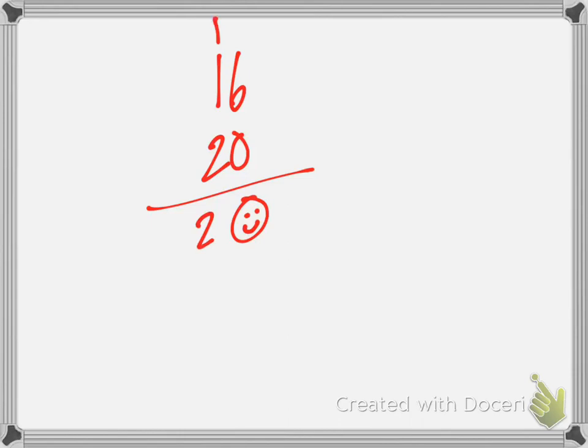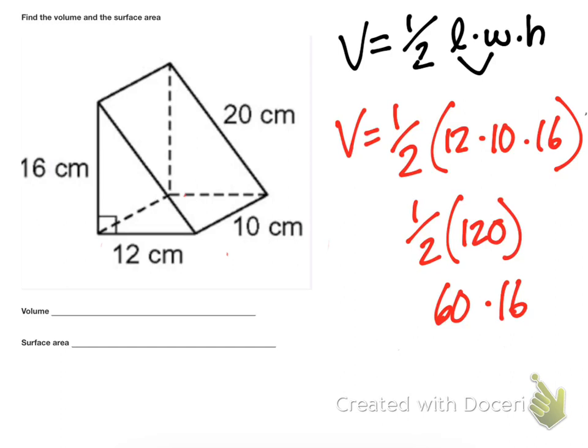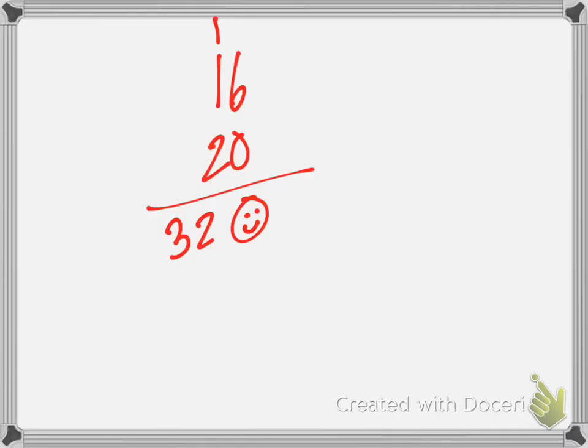2 times 6 is 12. 2 times 1 is 2. We get that. So we get our answer to be 320. Now, am I correct here so far? What happened? Am I correct? I know I'm not correct because I'm doing 20. It is 60 because I don't pay attention.